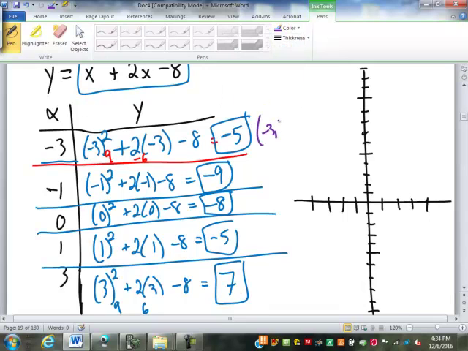So let's put those points out there. This is x is negative 3 when y is negative 5. So negative 3, negative 5, right there. This one here, x is negative 1 when y is negative 9. Negative 1, negative 9 is going to be right there. This one here, x is 0 and y is negative 8. So 0 and negative 8 is going to be right there. X is 1, y is negative 5, right there. And x is 3 makes y 7, up there.